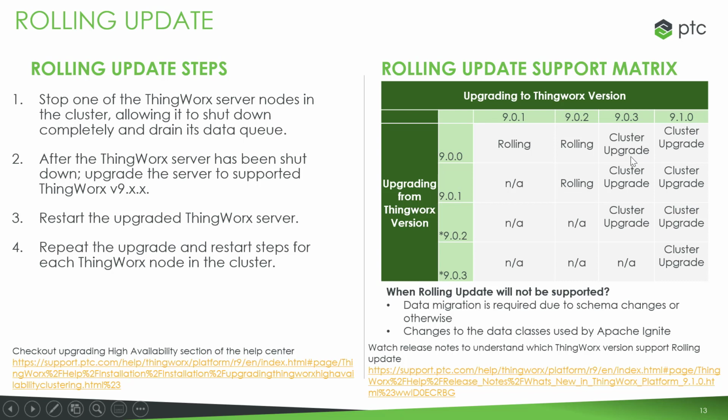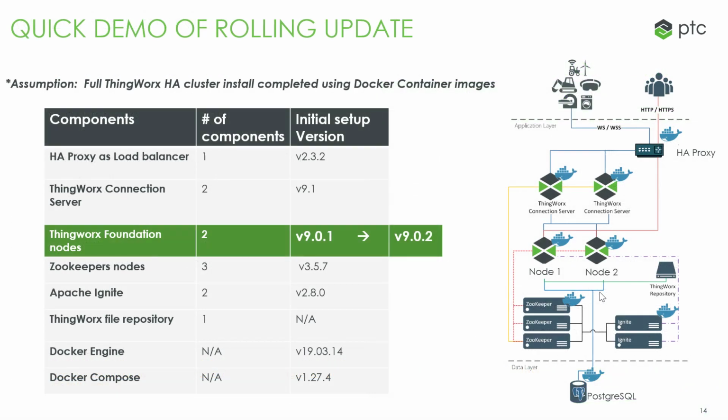Only in those cases where either data migration is required due to schema changes or otherwise, or changes to the data classes used by Apache Ignite, you would not be able to perform a rolling upgrade, and we will be notifying all such scenarios in a support matrix and also in the release notes for each maintenance release. You can watch the release notes to understand which ThingWorx version supports rolling update or not. So let's look at a quick demo of how to do a rolling update.